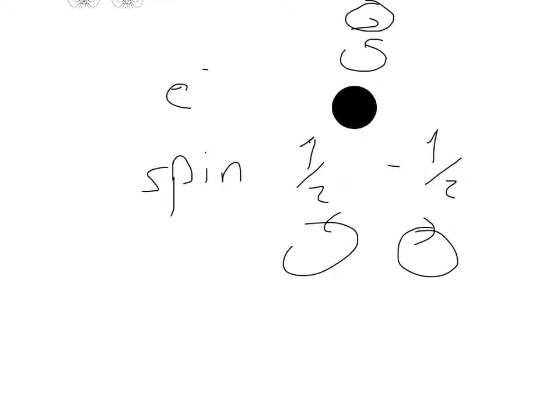Now, because this is a moving charge, this acts exactly like a coil, right? One of those coils, and therefore there should be a magnetic field that goes around this. So each electron behaves like a tiny magnet. But if each electron behaves like a tiny magnet, then why don't we see every single material in the world be magnetic? And this is related to the fact that most materials look like this.